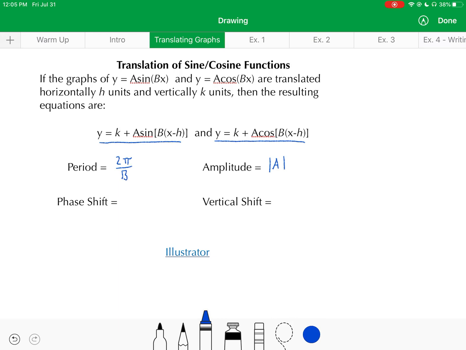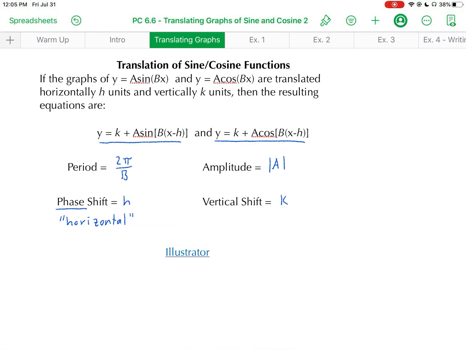Now the horizontal translation is often referred to as the phase shift of the function. So we see phase, we're thinking horizontal here. And again, that's just based off of the h value, okay? The vertical shift would be based off of the k value. Now let's dynamically illustrate each of these.